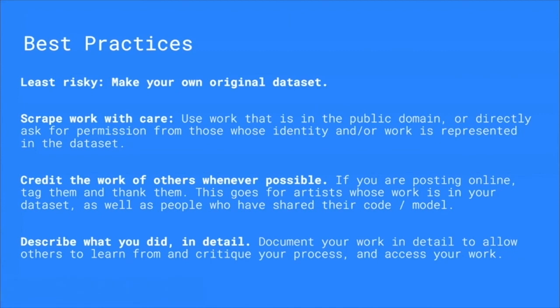Yeah, thanks, Leah. So a few things that we can say now, as you've seen from a bunch of those examples, probably the least risky approach you can take is to go ahead and make your own data set. As we saw in the works of Stephanie Dinkins, recording oral histories, or Esteban Salgado, who makes his own vector art. If you are going to scrape, work with care. So try to prioritize work that is in the public domain, or work where you can directly ask for permission from those whose identity or work is represented in that data set. And in general, credit the work of others whenever possible.